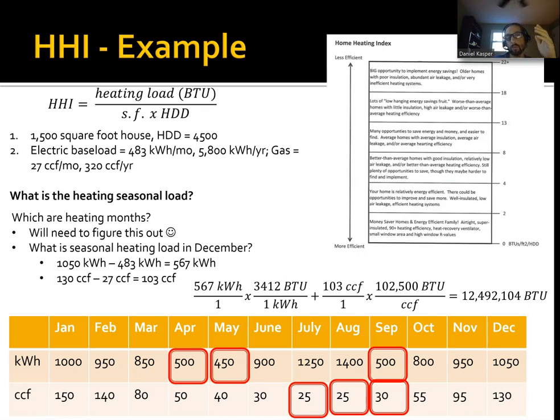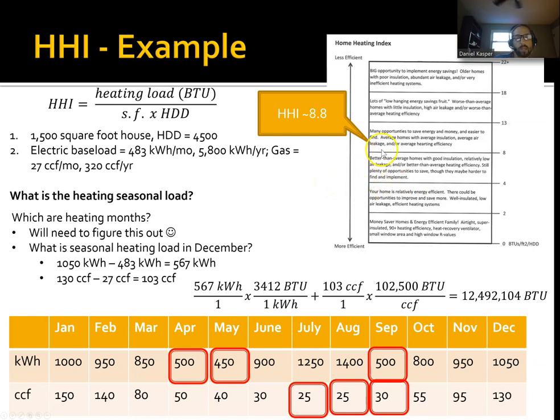So you need to do that for all the heating months. I'm not going to do all the math for you. I want you to think through it because you're going to do this in your lab today. If you work out the numbers for this house, this isn't perfect because there are some assumptions made here, but if you do this basic process for all of your heating months, and then you convert to BTUs, divide by your 1,500 square feet, and divide that by 4,500 HDD, you end up with an HHI of around 8.8.